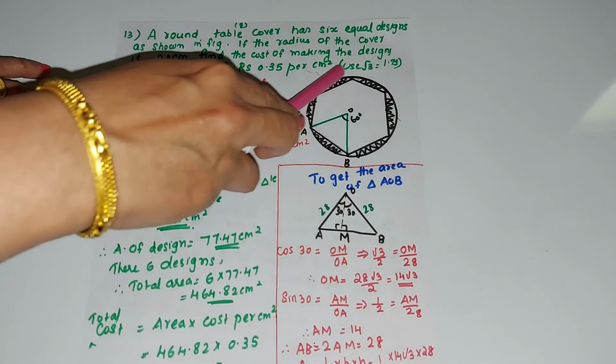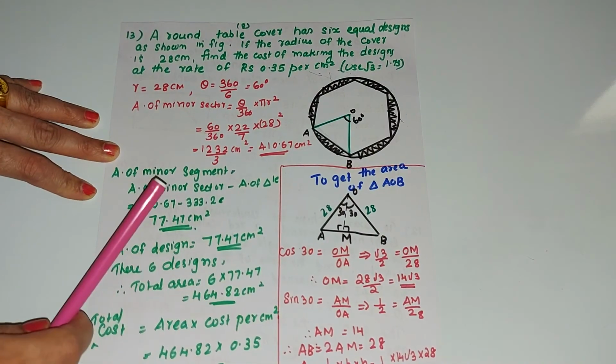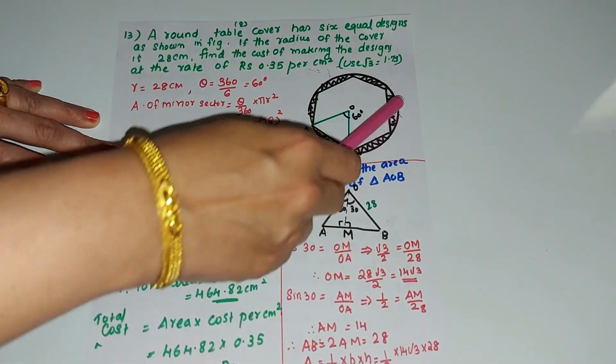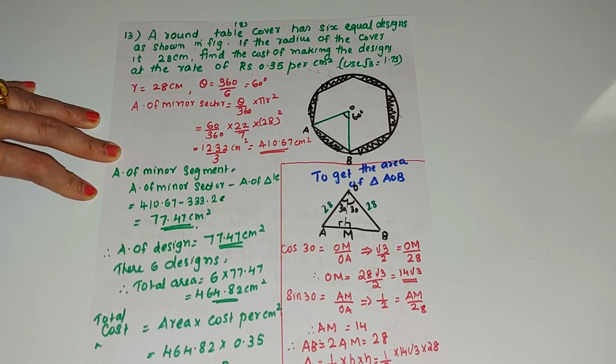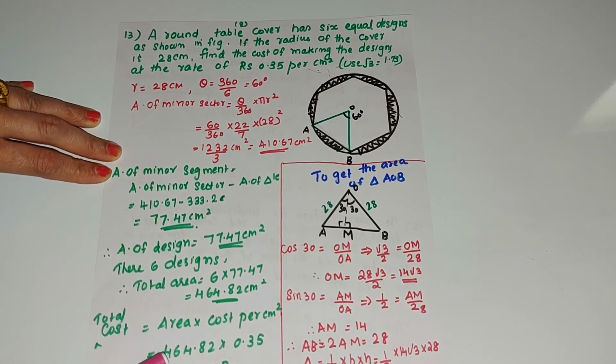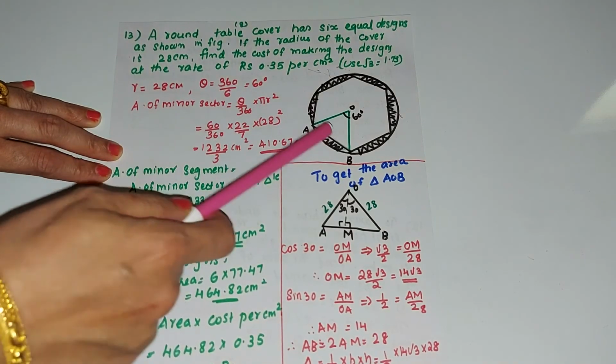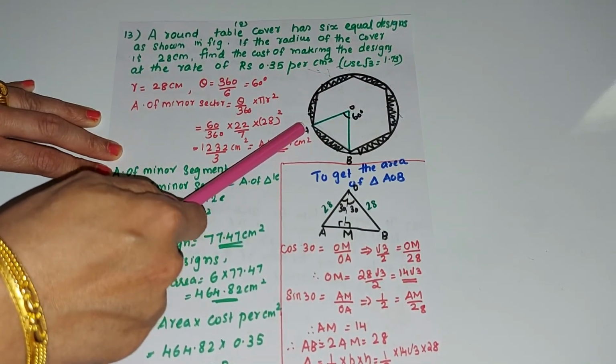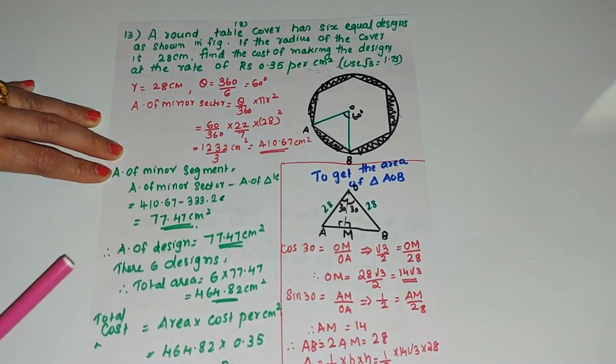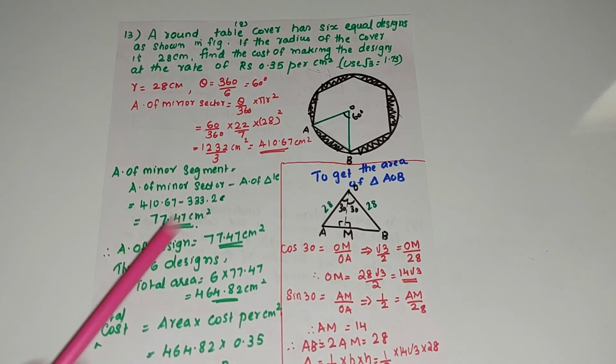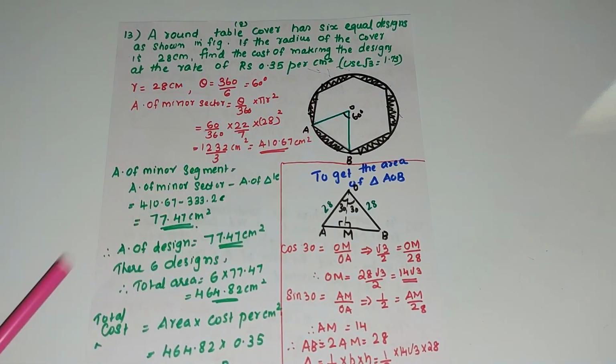So this is the shape of the table cover, which has six equal designs. We need to find the cost of making the designs at the rate of rupees 0.35 per centimeter square. The radius is given as 28 centimeter, and the angle is not given, but there are 6 parts. So to get the angle, you divide 360 by 6, so theta equals 360 by 6 equals 60 degree.